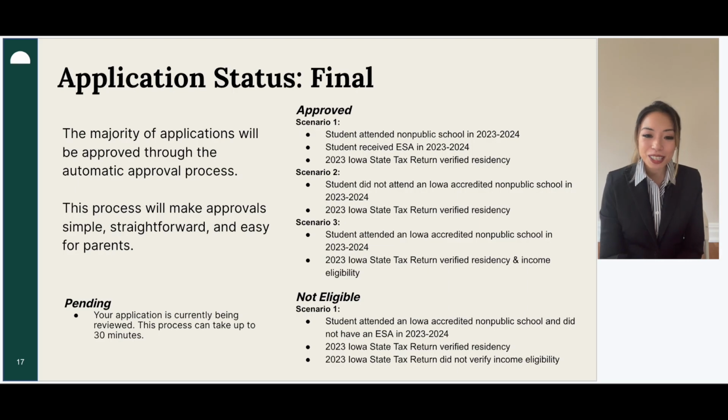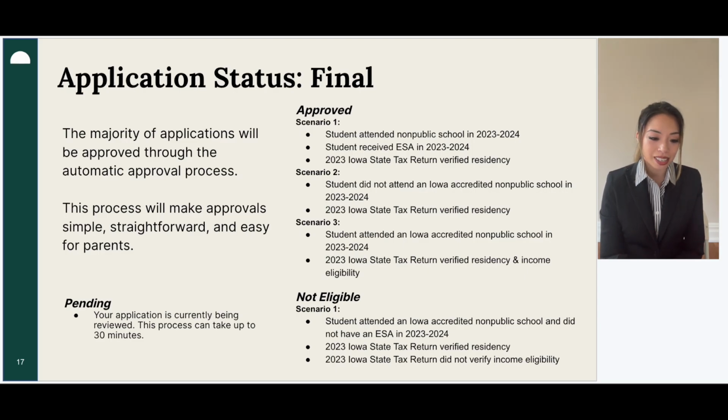Congratulations! At this point, the parent-guardian application has been successfully submitted. Please note the majority of applications will be approved through the automatic approval process. This process will make approval simple, straightforward, and easy for parents. The first application status that parents can expect to see is pending after it has been submitted. Shortly after, a status that many parents and guardians can expect to see is the approved status.